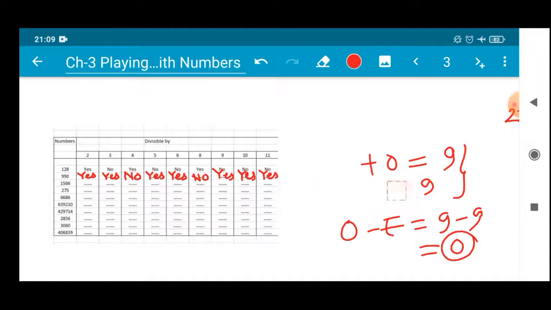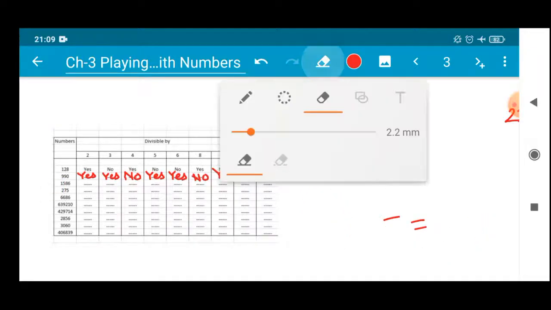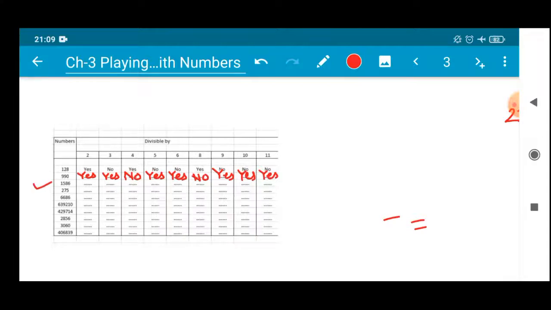Now I want you all to solve these: 1586, 275, 6686 and 639210. This will be a home assignment. I want you all to do it yourself. If you have any problem, in the next class I will surely solve all of this.